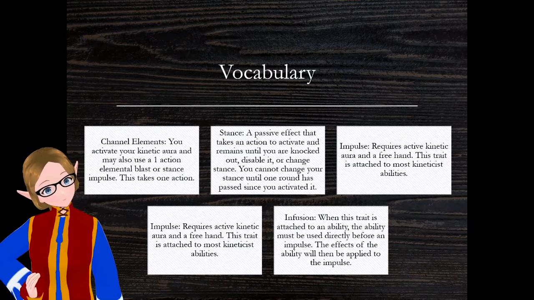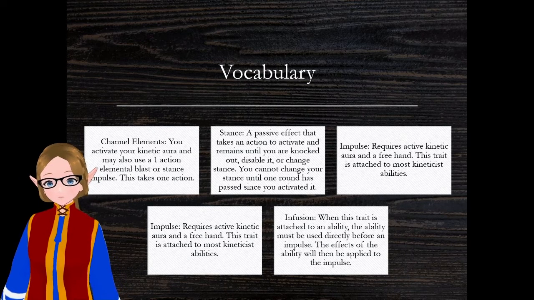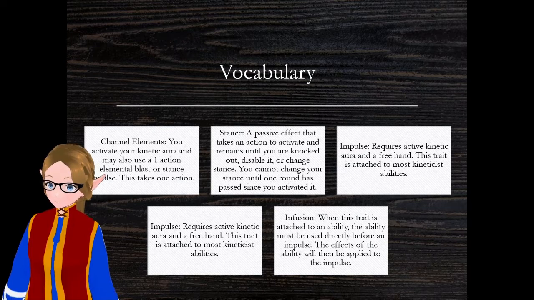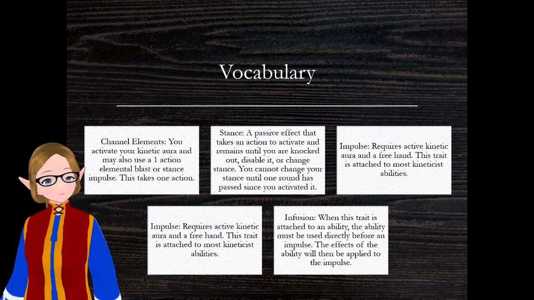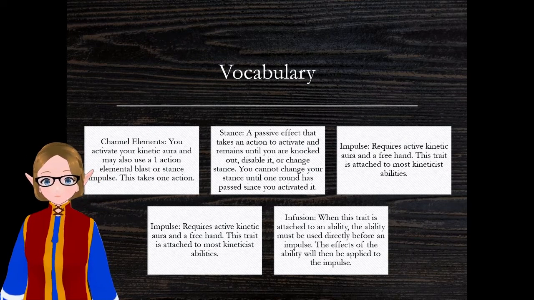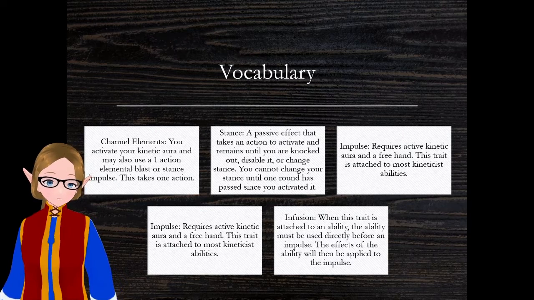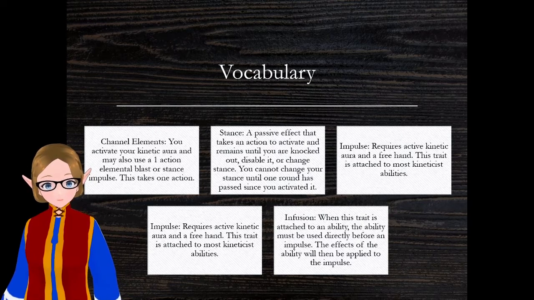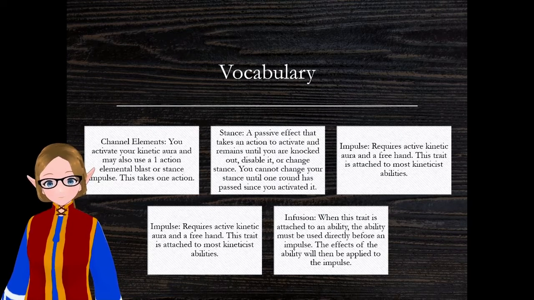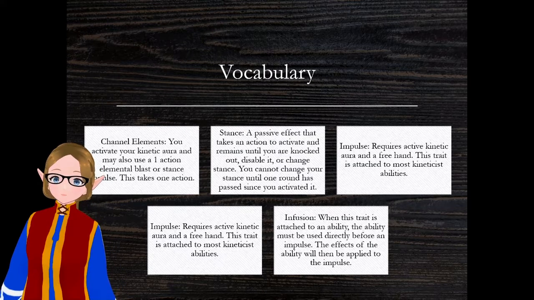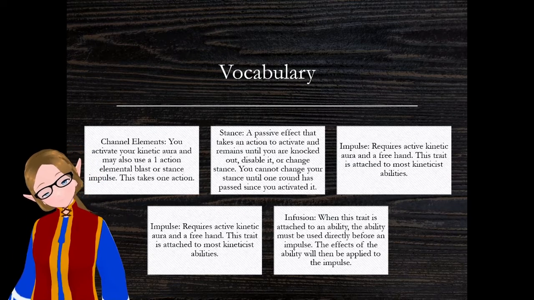An additional ability which is not on this slide is overflow. After the use of an overflow ability, your kinetic aura is disabled. The final vocabulary to mention is infusion. An infusion is an ability that you use before you use an impulse, and it alters the impulse after it.